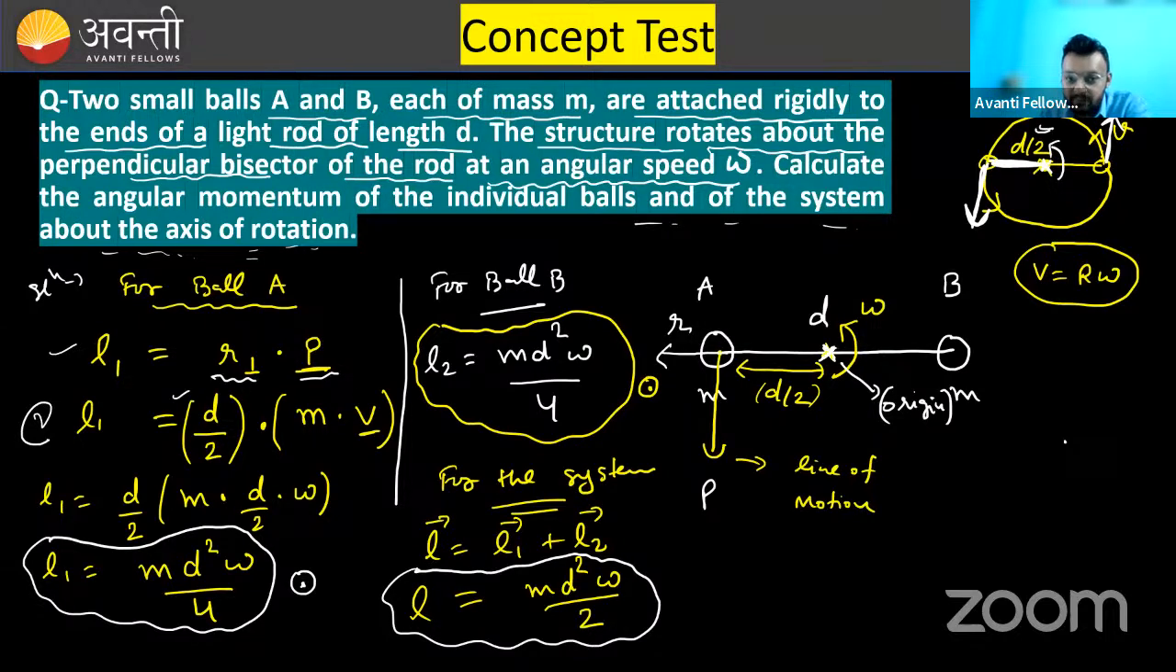P is the momentum. Momentum is mass into velocity. This is linear momentum we are talking about. L is the angular momentum. In the next step, we have placed the value of velocity. Velocity is R omega. In this diagram, from the center, radius is D by 2. So V is equal to D by 2 into omega. That we have placed, and after solving, it will become m d square by 4 into omega.